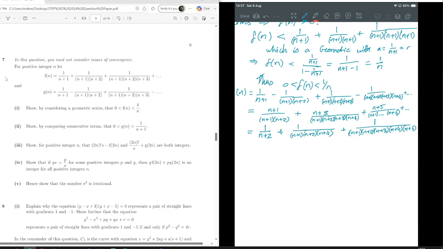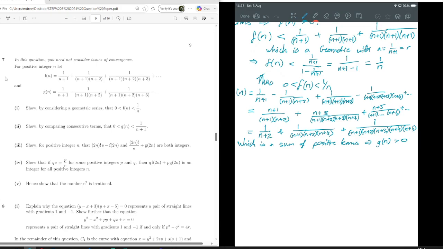Okay, so one thing we can say, which is a sum of positive terms, is going to mean that Gn is indeed greater than 0. But now we want to show that Gn is less than 1 over n plus 1. And it's not quite as clear cut.